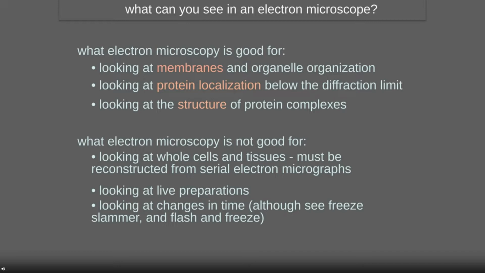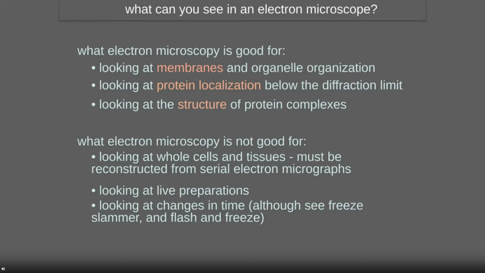I mean, it's possible, but this actually requires reconstruction, which is time consuming. And then this is also not good for looking at the live tissues or looking at the change in the membrane morphology over time. And Grant is going to address how we can actually look at the membrane dynamics on the millisecond time scale by using a technique of flash freezing or zap freezing.